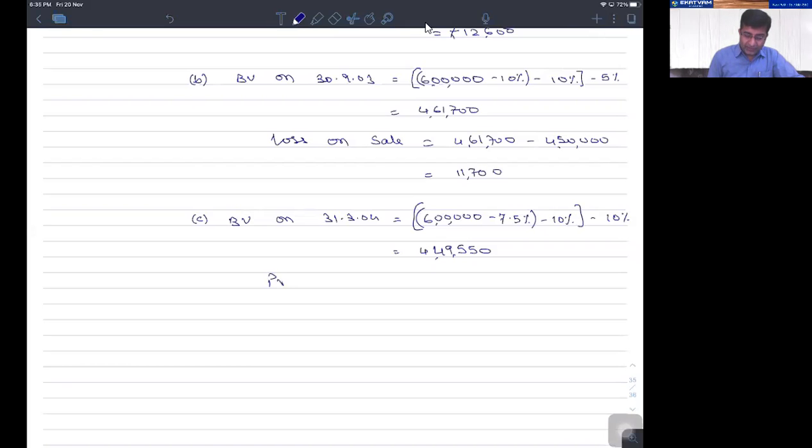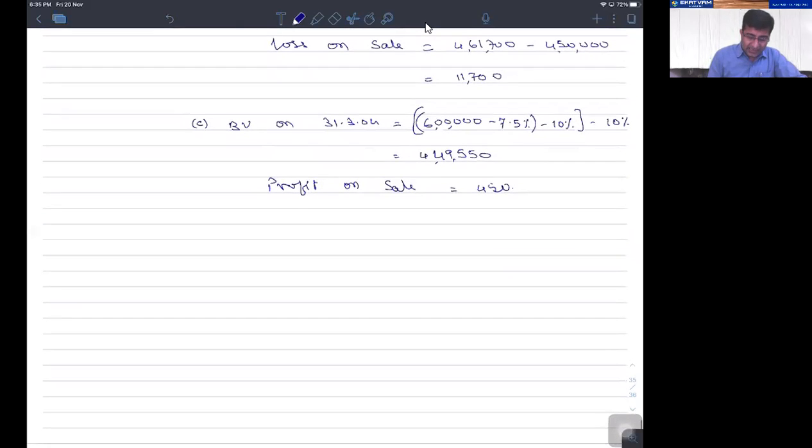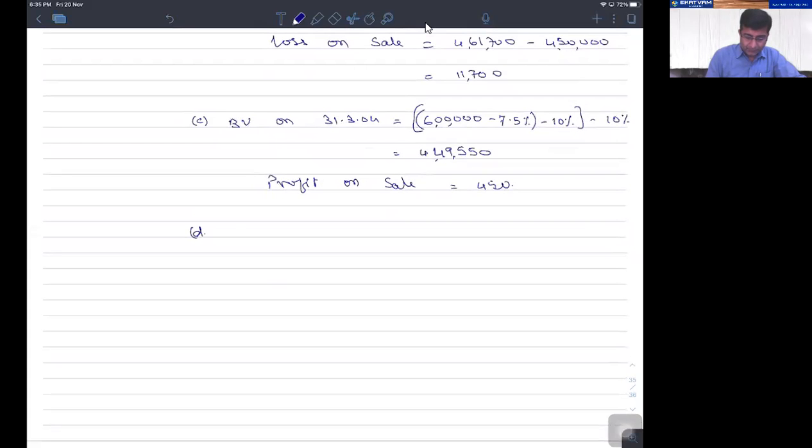So there is a profit on sale of rupees 450. And the last case, book value on 30th September 2004 will be equal to what?